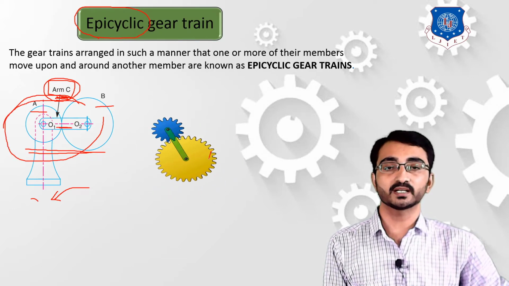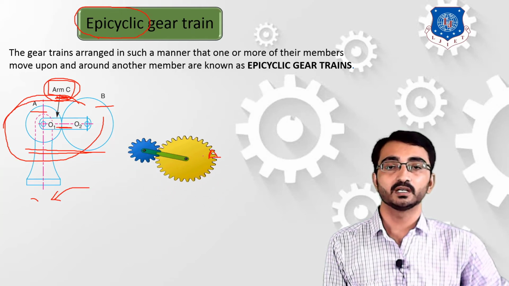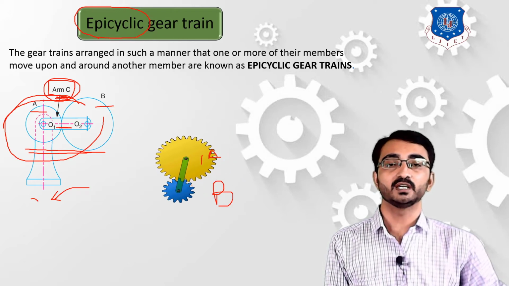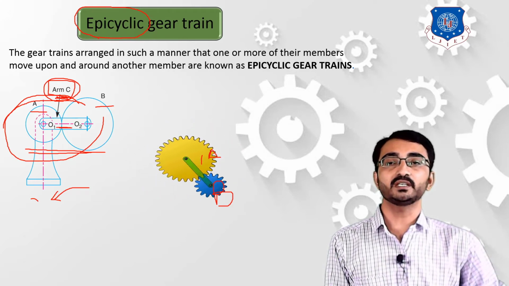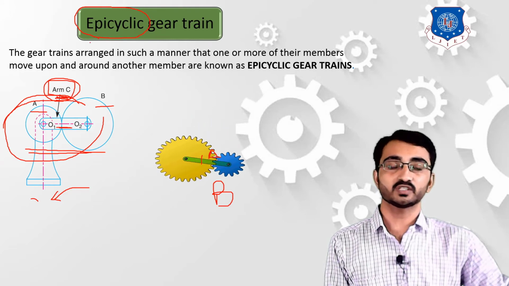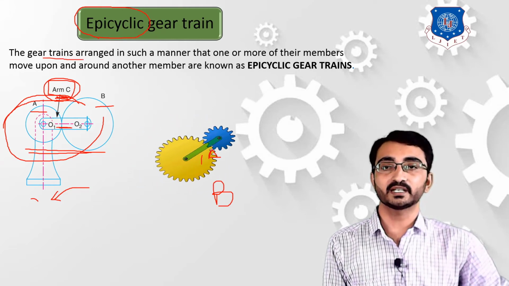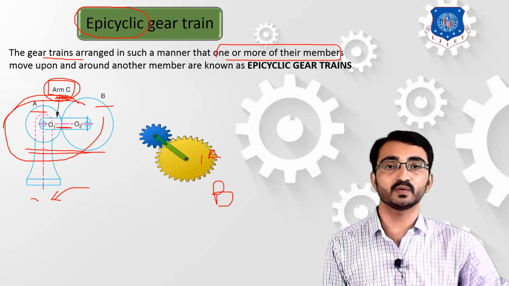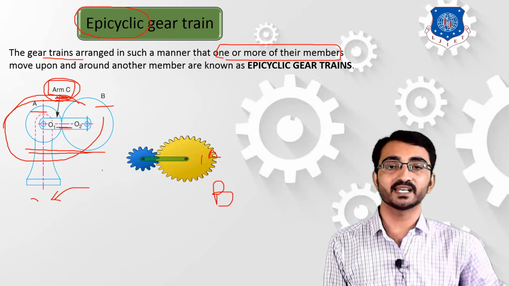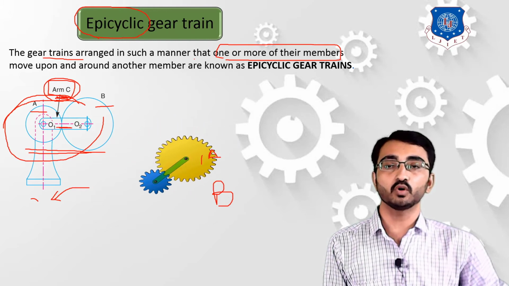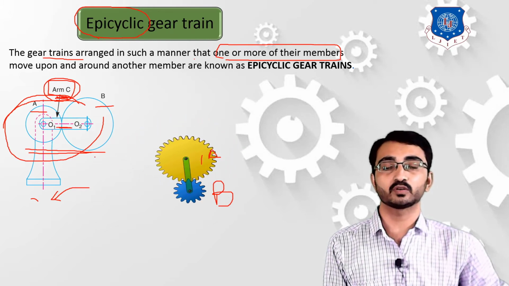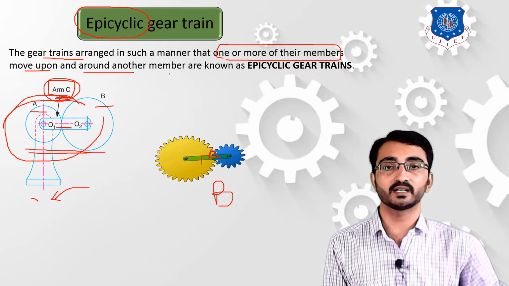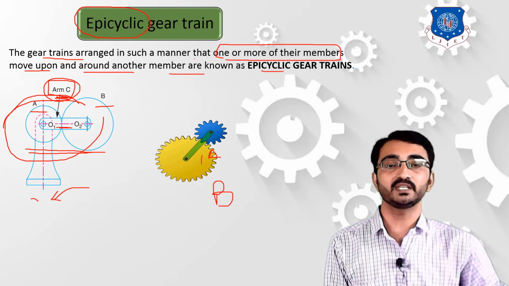So over here you can consider that with respect to gear A, gear B is moving on the circumference of gear A. This type of assembly is known as an epicyclic gear train. So we can simply define that gear trains arranged in such a manner that one or more of their members, over here gear B as well as arm C, both are moving, or we can say both are rotating around gear A.